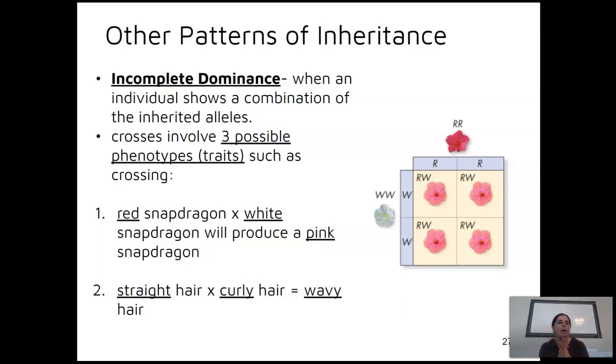Okay, and then the same thing as if you have a person with straight hair and a person with really curly hair, you might get an offspring with wavy hair, not quite enough to be called curly, and definitely not straight enough to be straight. So we have 3 possible phenotypes as our F1 generation.